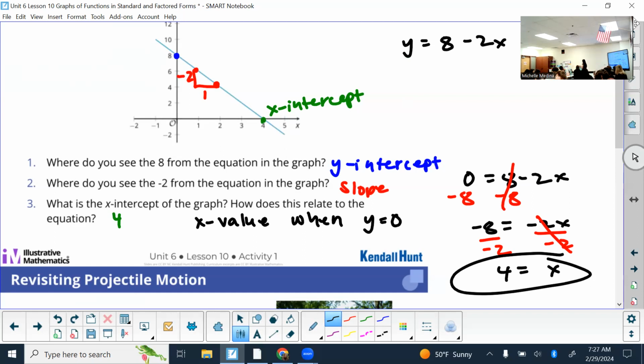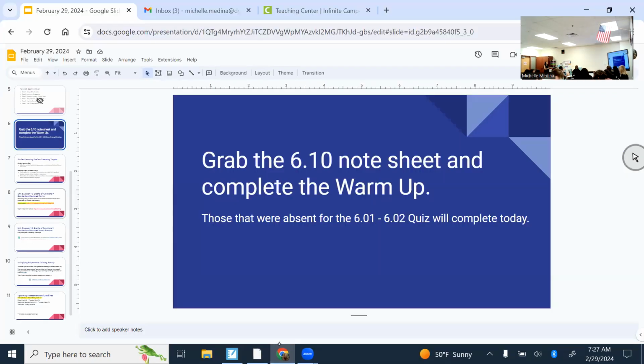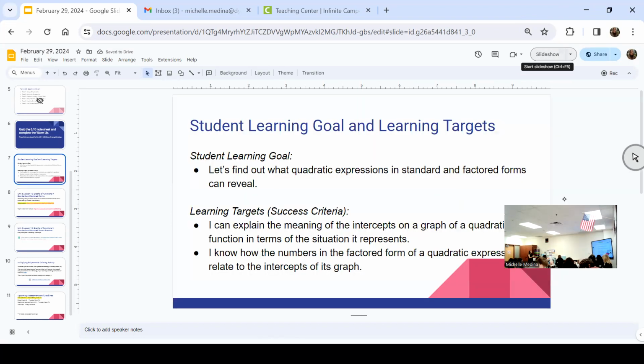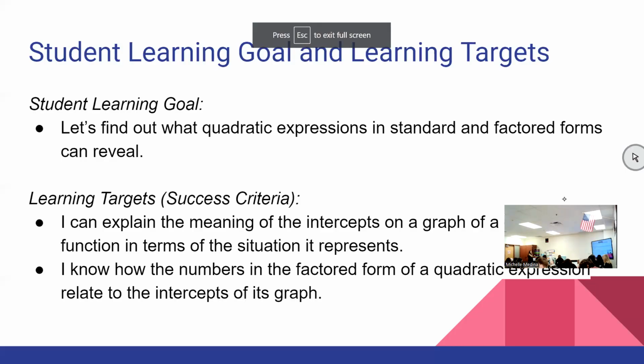All right, we are on lesson 10 of unit 6. We will be done with the unit by next Friday. So the goal of today's lesson is to find out what quadratic expressions in standard and factor forms can reveal. So we learned about those two different forms recently.